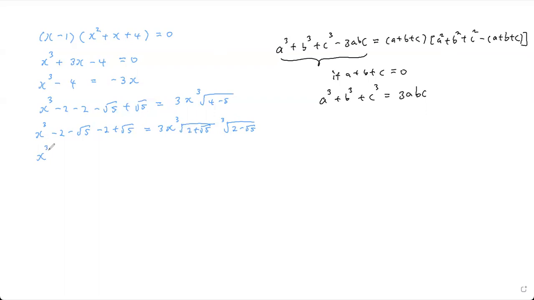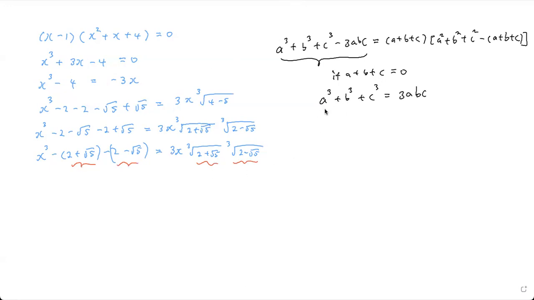So this is x cubed minus 2 plus square root 5 minus 2 minus square root 5, right? Okay. And that is equal to 3x times the cube root of 2 plus root 5 times the cube root of 2 minus root 5. Okay, so you can see some pattern there, right? So we have a 2 plus root 5, 2 minus root 5, 2 plus root 5, 2 minus root 5 here. Okay, so how is this related to this, right?